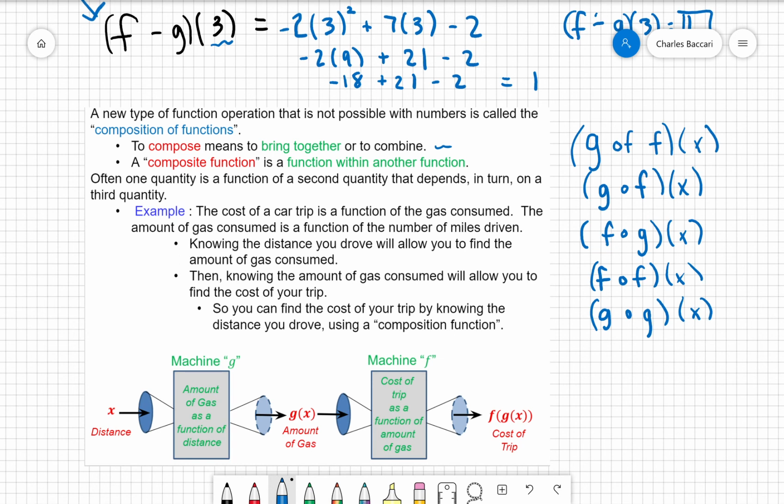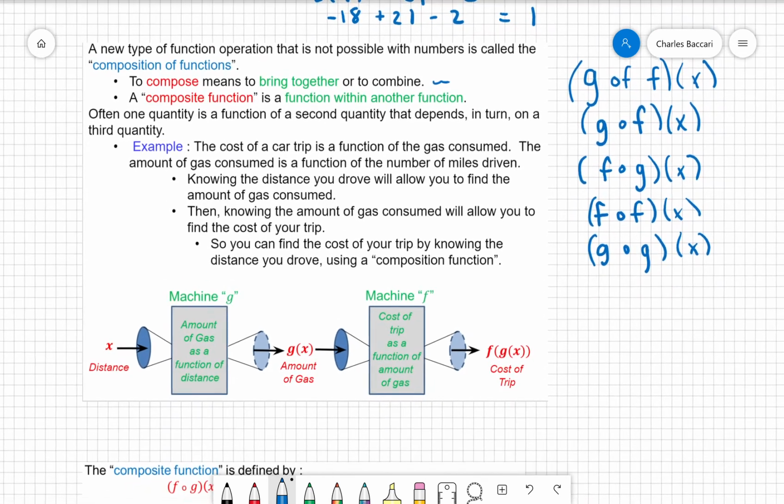Often one quantity is a function of a second quantity that depends in turn on a third quantity. Example, the cost of a car trip is a function of the gas consumed. The amount of gas consumed is a function of the number of miles driven. Knowing the distance you drove will allow you to find the amount of gas consumed. Then knowing the amount of gas consumed will allow you to find the cost of your trip, because obviously you have to know how much gas you need to buy, and gas prices vary. And so you can find the cost of your trip by knowing the distance you drove using a composition function.